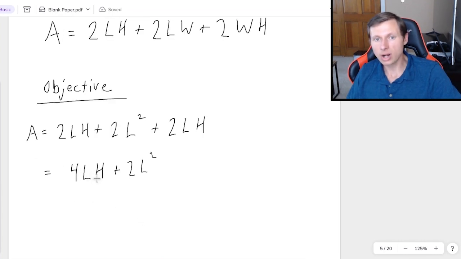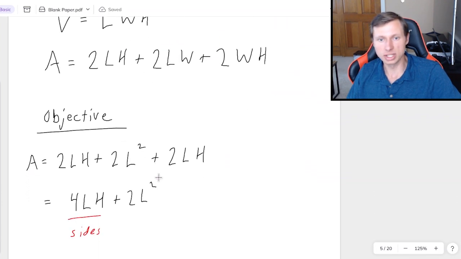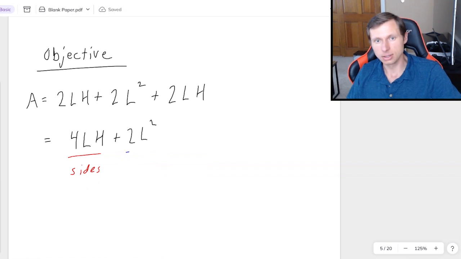Remember that the 4LH is the sides of my rectangular prism. Why? Because length times height and width times height, if you look at the picture, represents the area of the sides of the rectangular prism. And the top and bottom, that's going to be the L times W, or in this case, 2L squared. So that's the top and the bottom.